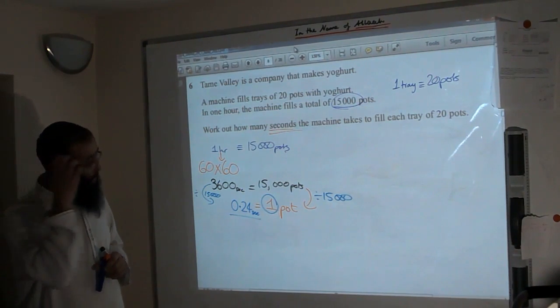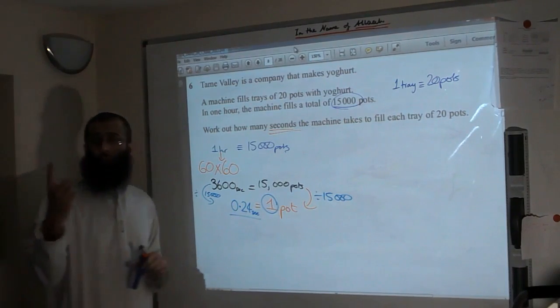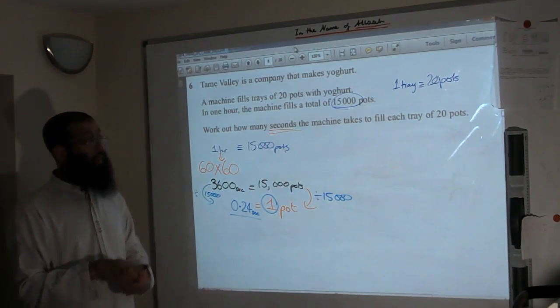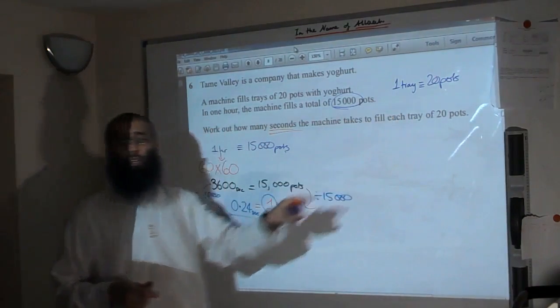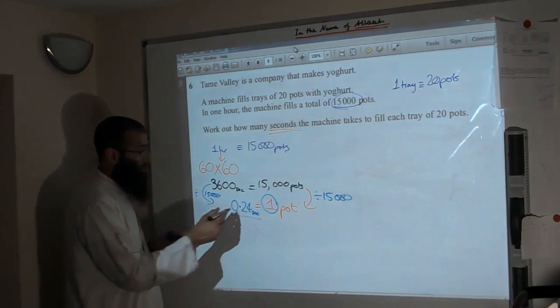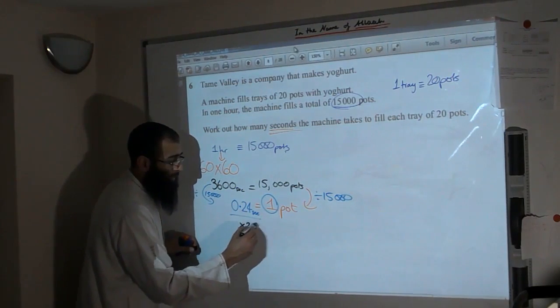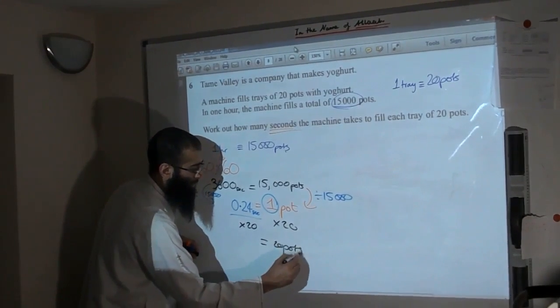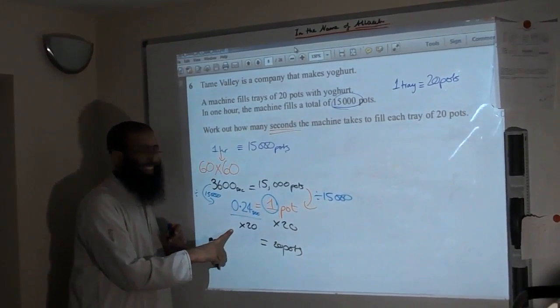Okay, so what do we have? 0.24, lovely. So each pot is 0.24. How many pots make 1 tray? 20. There's 20 pots in a tray. The question is not about how long it takes to do 1 pot, but how long it takes to do the tray. So we have to do 0.24 times by 20.